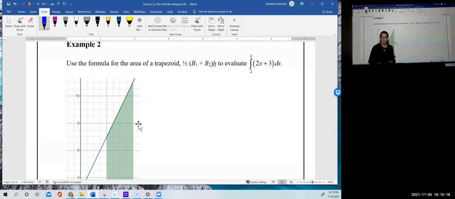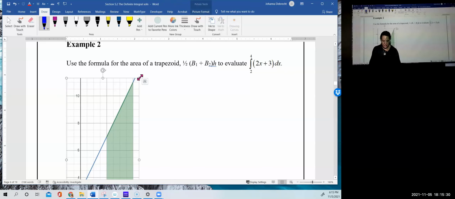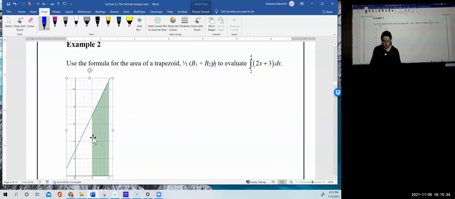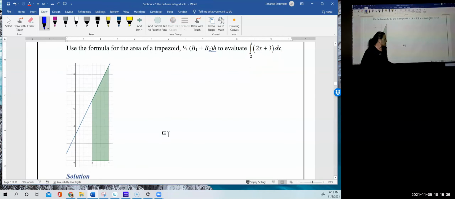Remember, a trapezoid means you have a 4-sided object. 2 sides are parallel, 2 sides are not parallel. So when we look at the trapezoid here, let's evaluate which of the sides are the parallel sides and which ones are the non-parallel sides. So when we're looking at the trapezoid, you can see that the top is clearly not parallel to the bottom. So these are the non-parallel sides.